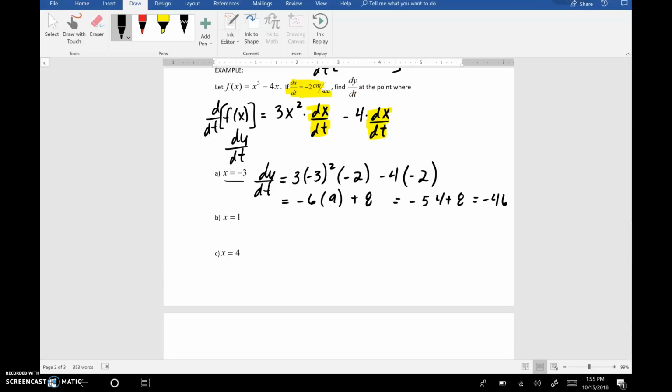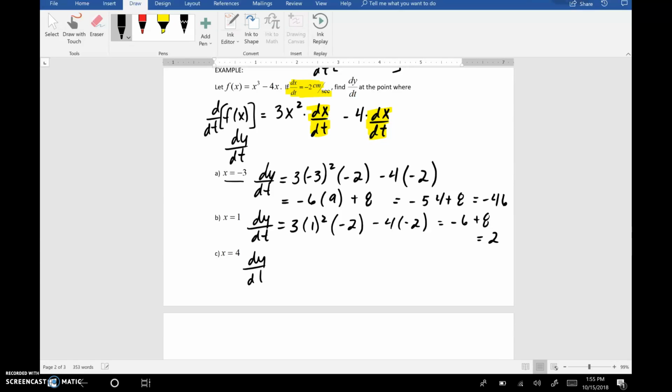So now when x is equal to 1, the only thing I'm changing is this value of x into what the derivative is. So 3 times 1 squared, dx dt doesn't change. That was given as negative 2. Minus 4 times negative 2. So now I get negative 6 plus 8. So I get a rate of change of y with respect to t to be equal to 2.